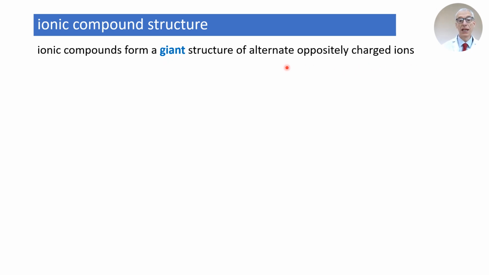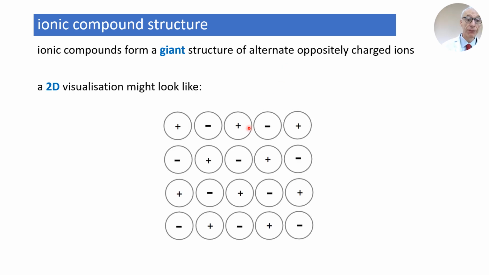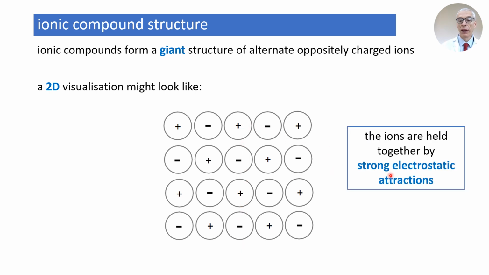So what does that mean in terms of a diagram? Well, we'd have a positive ion next to a negative, next to a positive, next to a negative. They are alternate positive and negative ions, but not just right to left, also up and down. The attractions between these oppositely charged ions are strong electrostatic attractions, and we call those attractions ionic bonding.